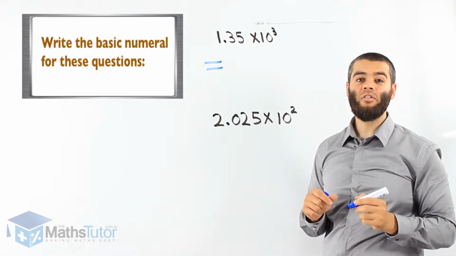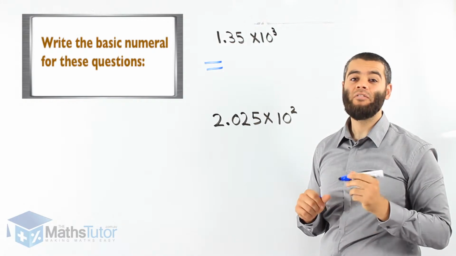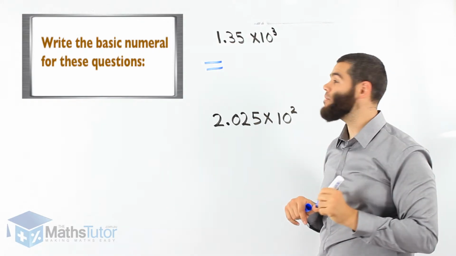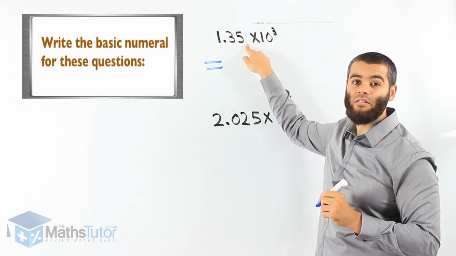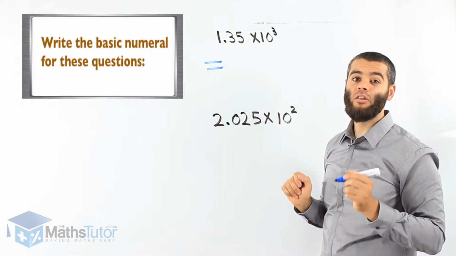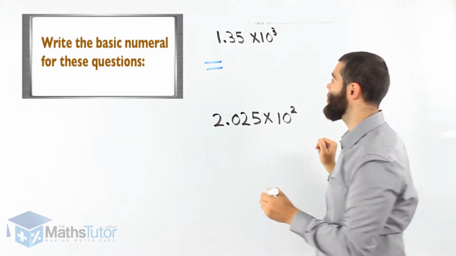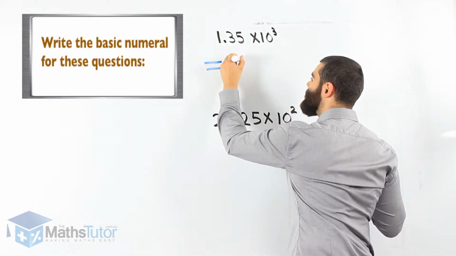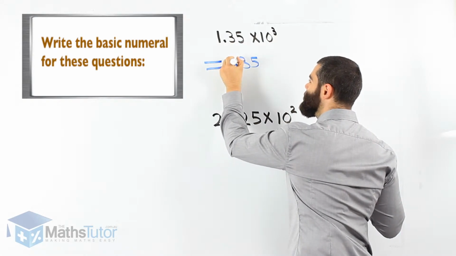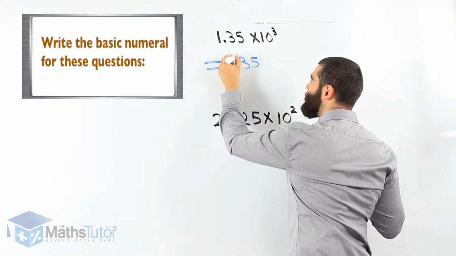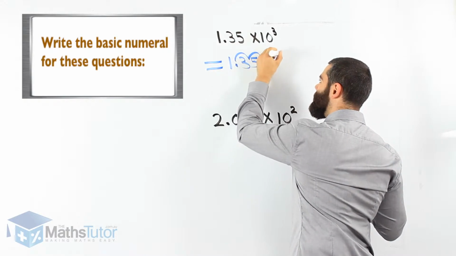1.35 times 10 to the power of 3. That means we got to grab the point and move it to the right 3 times. We're moving it 3 times because it's 10 to the power of 3. So in reality, 1.35, we grab the point and we're going to move it 3 times to the right. 1, 2, 3.